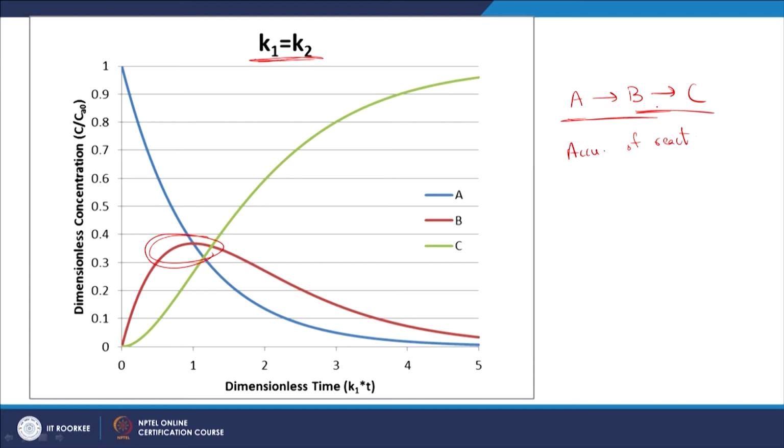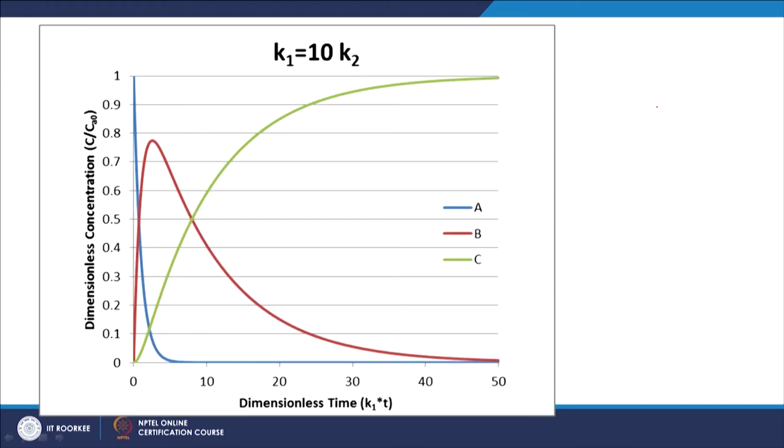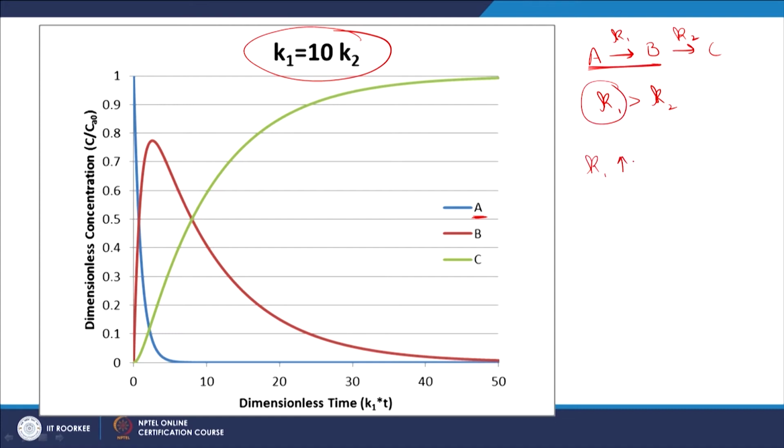So let us look at another example where we will see a better representation of the rate limiting step. Here again we have a second example, A goes to B goes to C, again rate constants K1 and K2, but here K1 is far greater than K2. And that is what we see here, K1 is 10 times K2. So what do you see here? What is happening to A? It is degrading to B, and because A going to B is very fast, that is what you see here, K1 is high. So what does that mean?